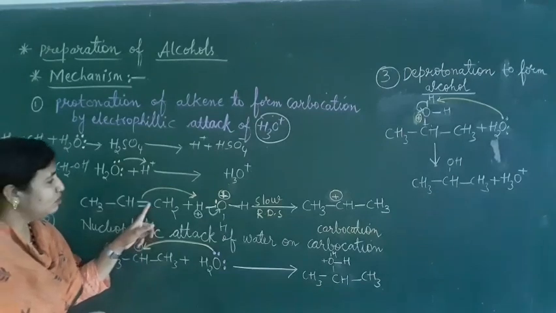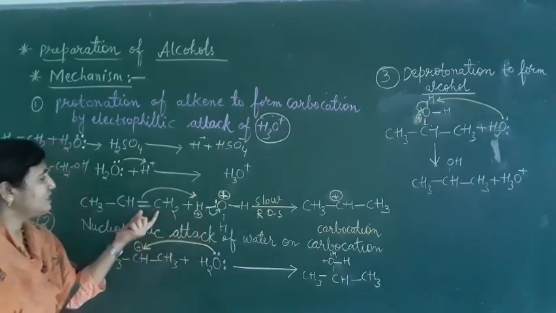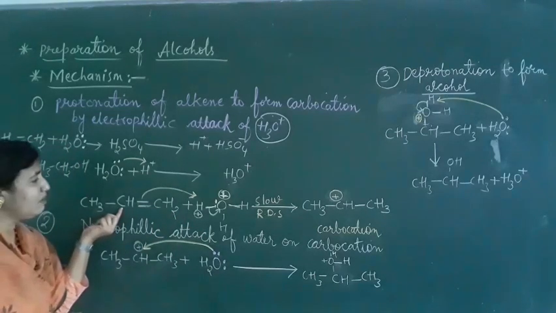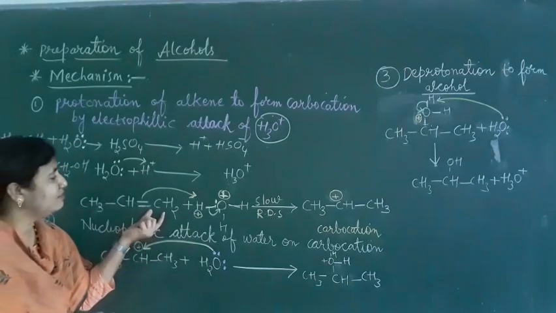So it will attach to which carbon now? We have 2 carbons, 1 carbon here and 1 carbon here around the double bond. So this H plus will go to which carbon now? The question comes now here.